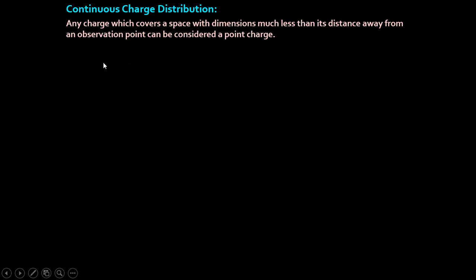For example, the distance is 1 meter, whereas the dimension of the charged body is 0.05 centimeter, then the dimension is very small compared to the distance. Distance is 100 centimeter, whereas the dimension of the charged body is very small. In that case, that charged body can be treated as a point charge.